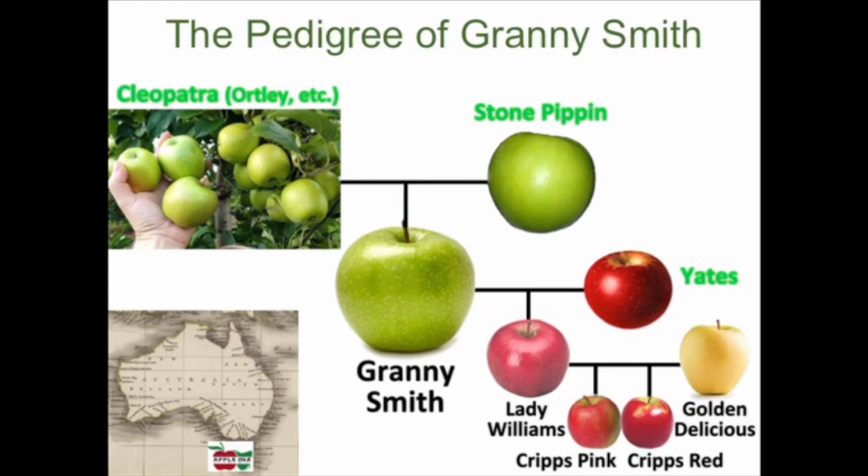I'll talk a little bit more about these ones. But when you look at them, and I have looked, this is me holding Cleopatra and Ortley at the collection in Geneva. And it's like, why didn't people say this is the parent of Granny Smith? It's so obvious. And you bite it. And then when we found out very recently what the other parent was, and we look at what Stone Pippen looks like, it's like, oh my God, this is too obvious.